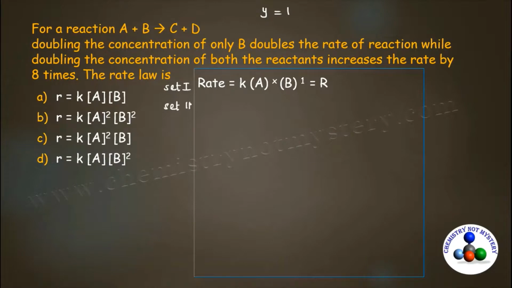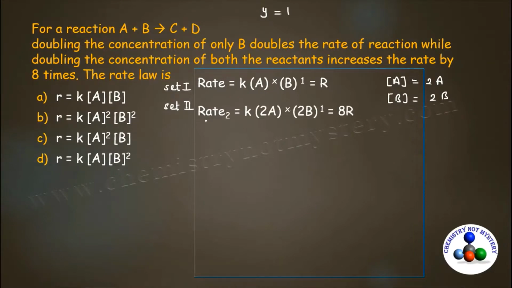For set 2, we double the concentration of both the reactants. Here the concentration of A is 2A and the concentration of B is 2B. On doubling the concentration of both the reactants, rate is increased by 8 times. That means rate 2 will be equal to K, 2A raised to the power x multiplied by 2B raised to the power 1, is equal to 8R, because it is increased by 8 times.